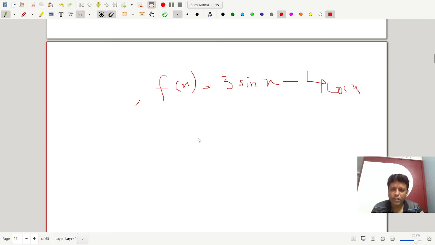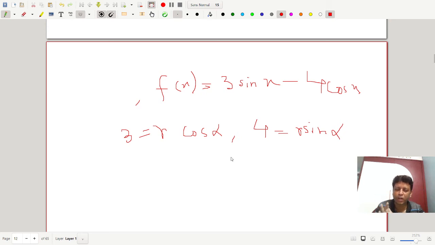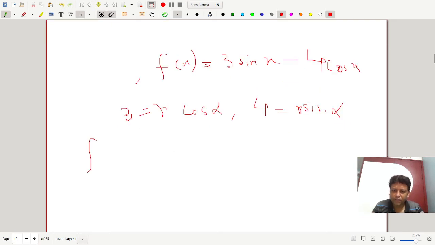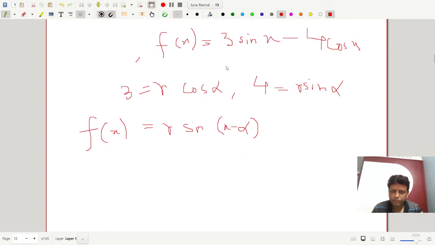Okay, so we can write 3 as r cos alpha and 4 as r sin alpha. Why am I writing this? Actually I want a compound angles formula. Then f(x) equals r sin of (x minus alpha). Am I clear? If I substitute here, yes, sir.